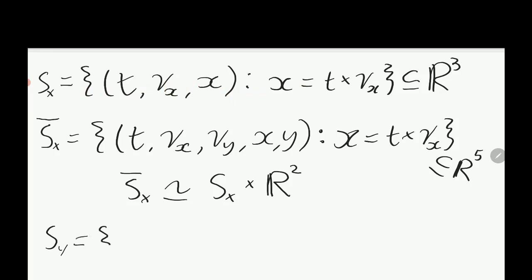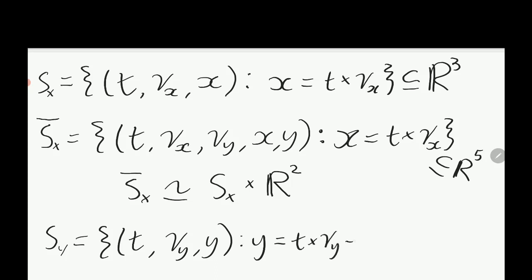So this is just going to be a simple kind of surface in 3D space, and it consists of the t and the Vy and the y, which have the property that y is equal to t times Vy take away gt squared over 2. And again, that's just going to be a subset of 3D space. So this is just the surface that we've already pictured. Okay, there's nothing fancy about this.